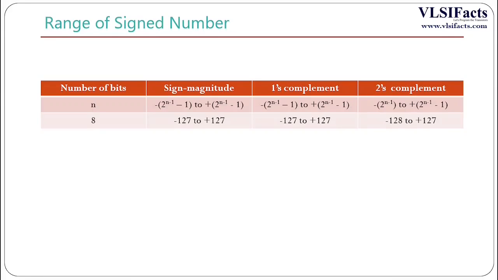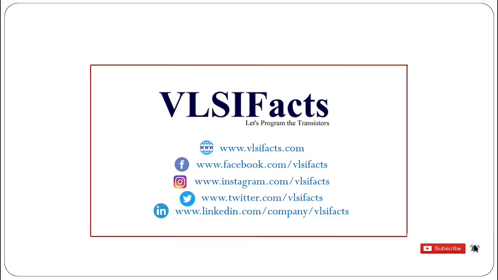For example, if the number of bits is 8, then for sign magnitude you can represent from minus 127 to plus 127. For 1's complement form, with the number of bits as 8, you can represent the range of numbers from minus 127 to plus 127. However, in case of 2's complement form, you can represent from minus 128 to plus 127 if the total number of bits is 8. That's all for today's lecture.